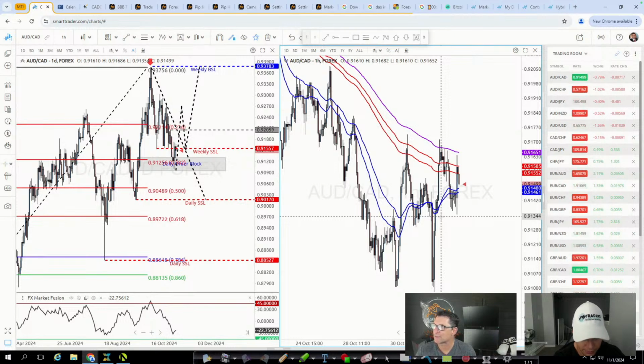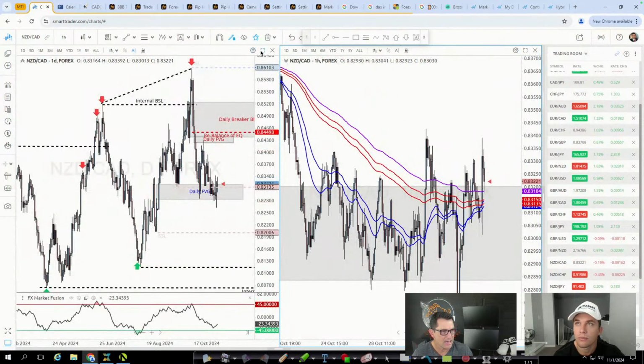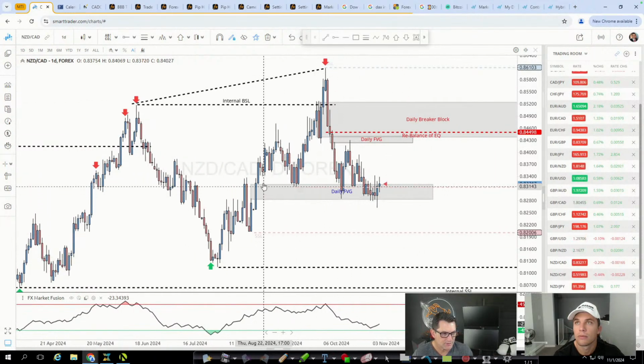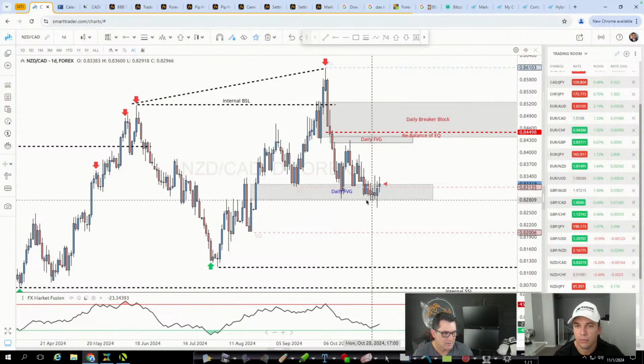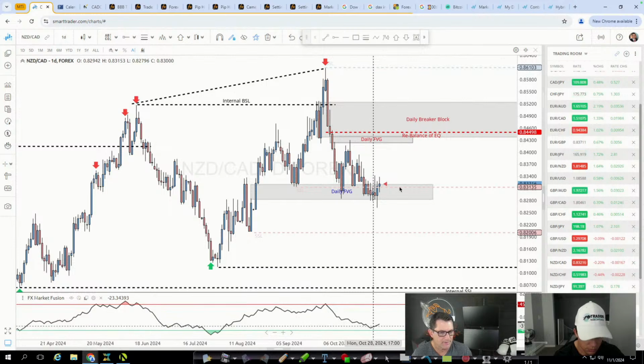And then the same thing is going to be applied to the New Zealand CAD. Let's take a look at the New Zealand CAD. I'm going to cover that as well, Cam. Okay, New Zealand CAD. Here we go. Notice we are seeing respect here with this daily order block right here. Price has tapped into it a few times. You can see here the market never broke below there. Now, that's not the only thing that I may pay attention to, but I can see we haven't moved into an oversold condition yet.